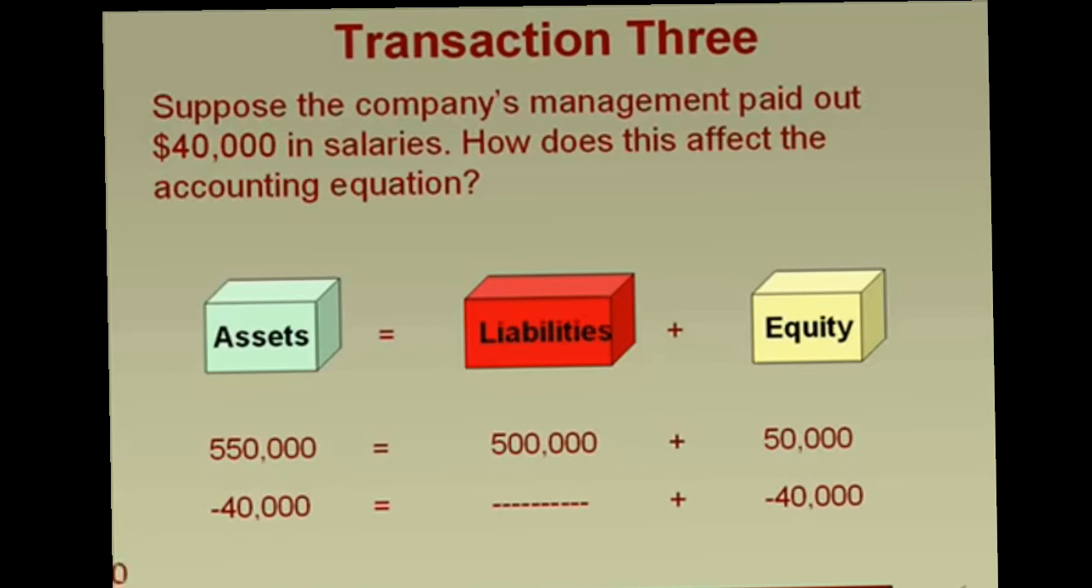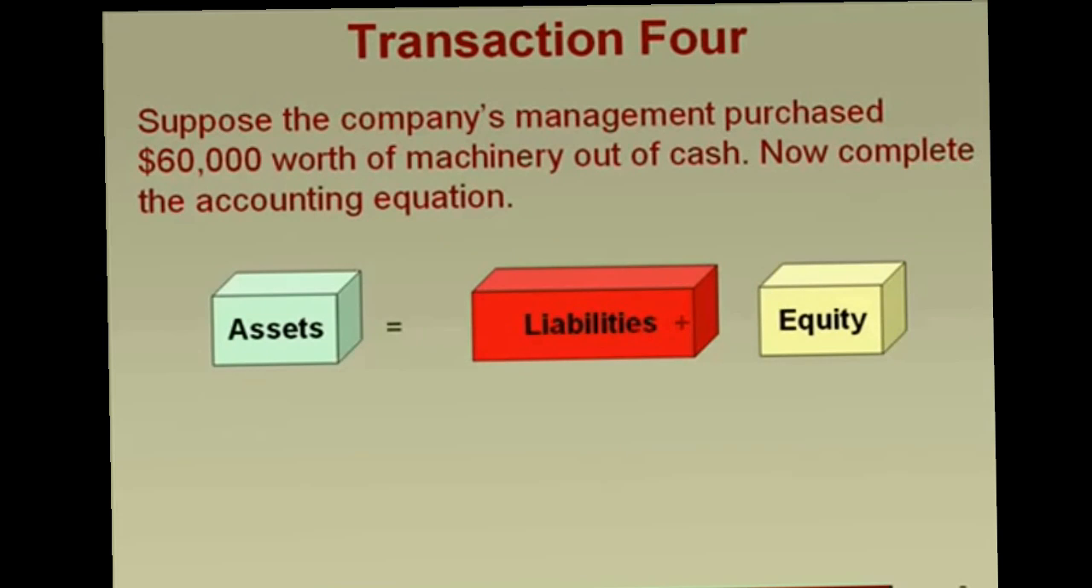So what's the final balance? Assets are now 510. Liabilities are unchanged at 500. Equity is now down to 10,000. Now let's try the next one. Suppose the company management purchased 60,000 worth of machinery out of cash. Now complete the accounting equation. Stop this recording now, try it, then check your answer. If you get it right, that means you're starting to really understand accounting.